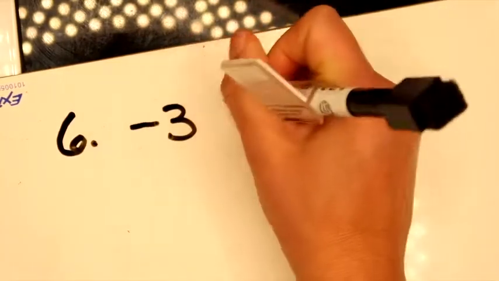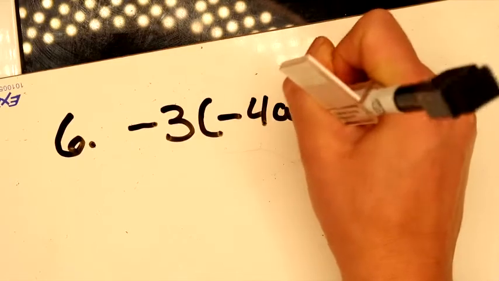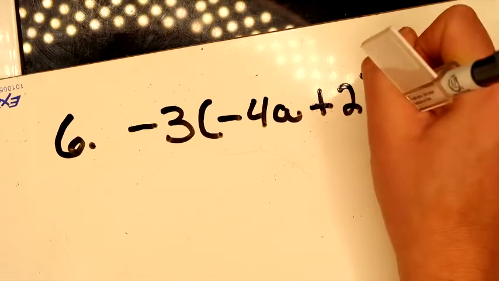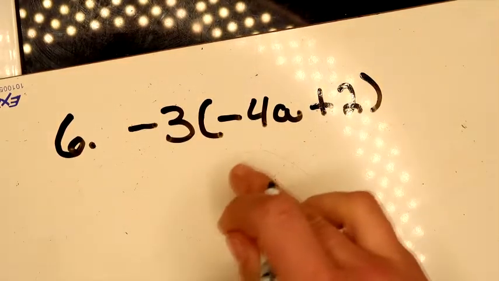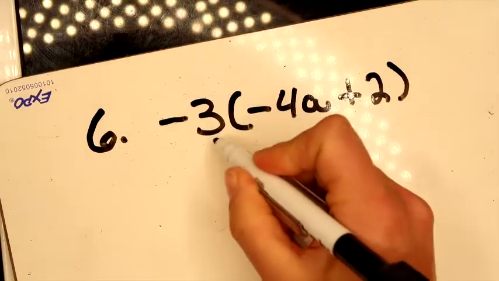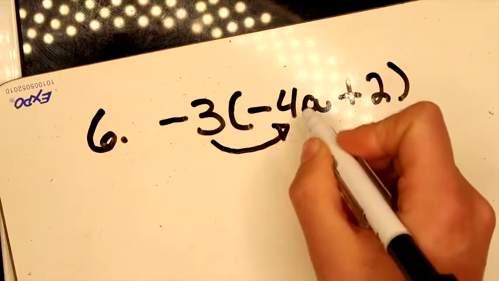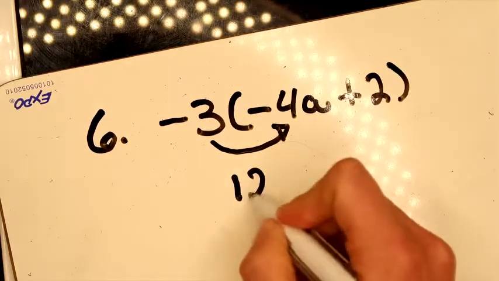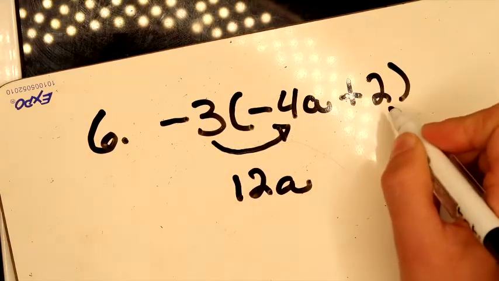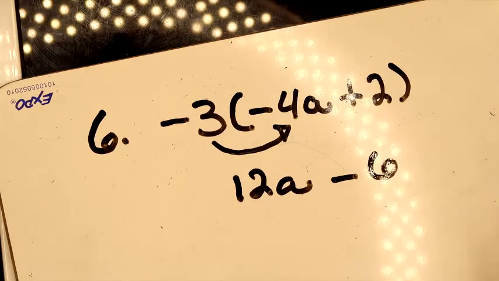Negative 3, parenthesis negative 4a plus 2. And if I haven't said so already, we are on problem number 6. And we're just going to distribute this 3. So negative times a negative is positive. 3 times 4a is going to be 12a. Negative 3 times a positive 2 is going to be negative 6.